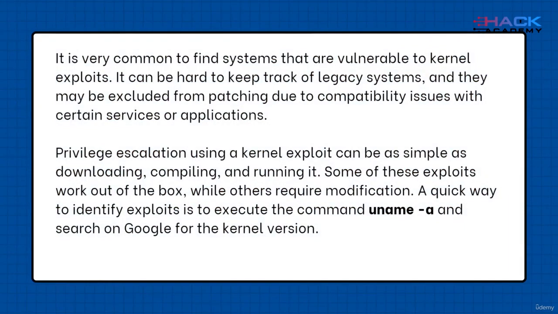It is very common to find systems that are vulnerable to kernel exploits. It can be hard to keep track of legacy systems, and they may be excluded from patching due to compatibility issues with certain services or applications. Privilege escalation using a kernel exploit can be as simple as downloading, compiling, and running it. Some of these exploits work out of the box, while others require modification. A quick way to identify exploits is to execute the command uname -a and search on Google for the kernel version. In the next lectures of this section, we're going to see how we can do just that.